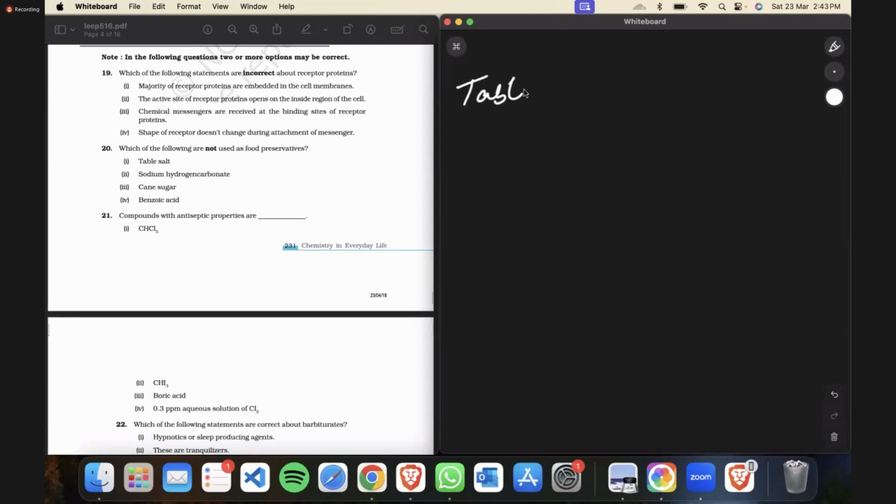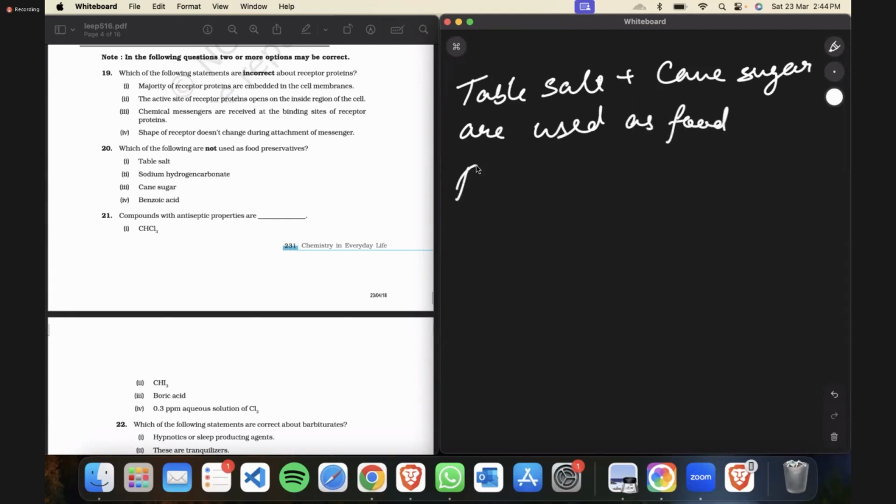Table salt and cane sugar are used as food preservatives, while sodium hydrogen carbonate and benzoic acid are not used. So just remember these two, table salt and cane sugar.